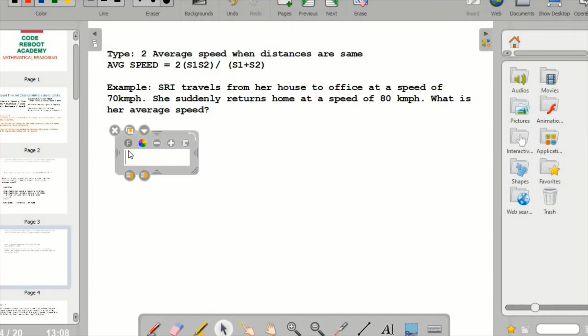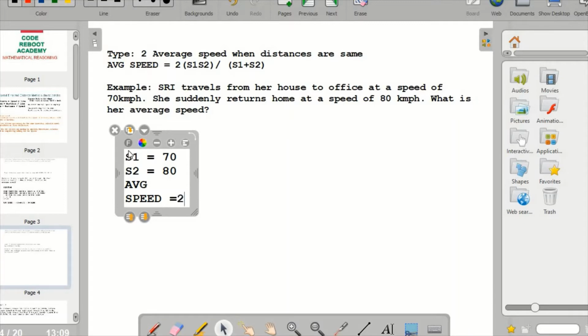Average speed when the distances are same. She travels from her house to office at a speed of 70 kilometers per hour. She then returns home at the speed of 80 kilometers per hour. What is her average speed? So here is the solution. S1 is equal to 70, S2 is equal to 80, and we have to calculate the average speed when the distances are same.